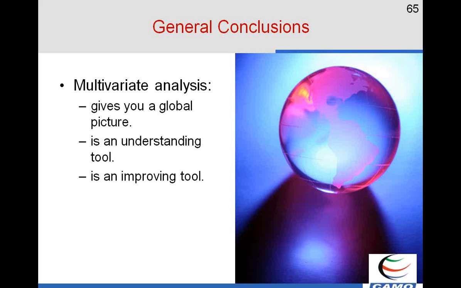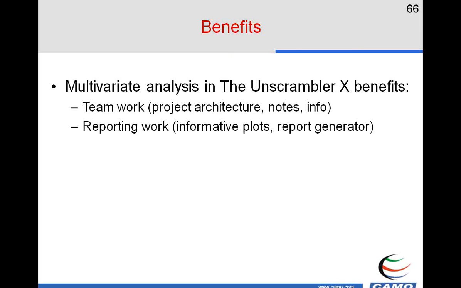So if you take some general conclusions, multivariate analysis gives you a global picture, and it's an understanding tool that also helps you to improve things. So the benefits: multivariate analysis in the Unscrambler X helps you a lot with team working because of the project architecture, the notes, and the information that you can store on each data table or model. It also helps you for reporting your work. The plots are very informative, and there is a report generator included in the software.